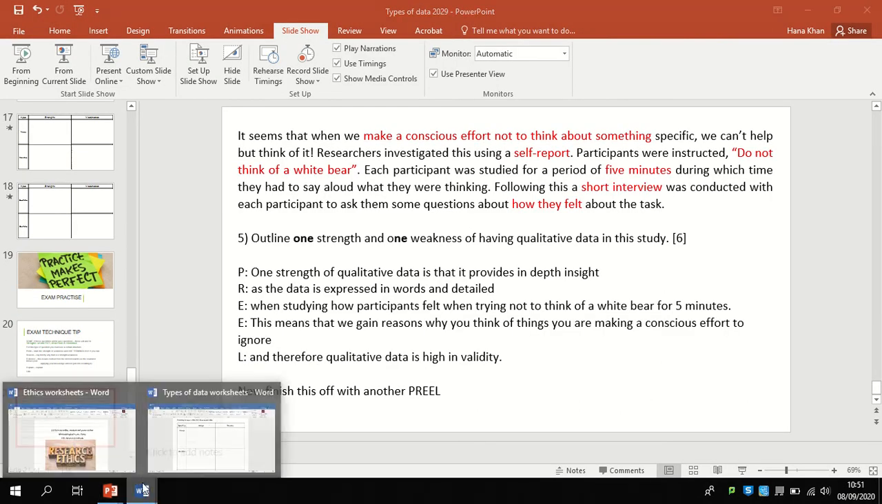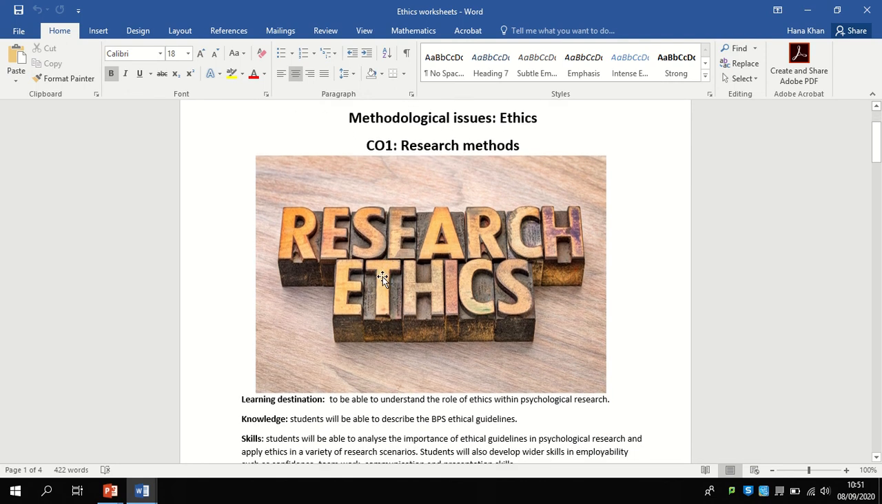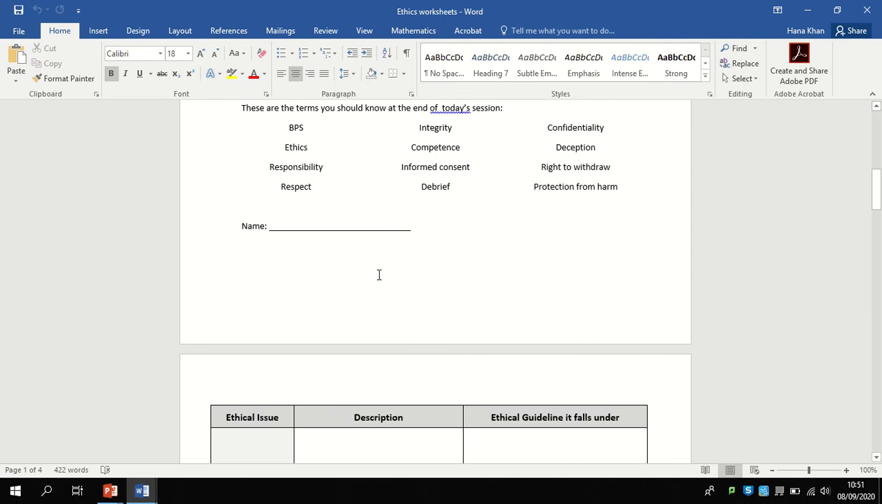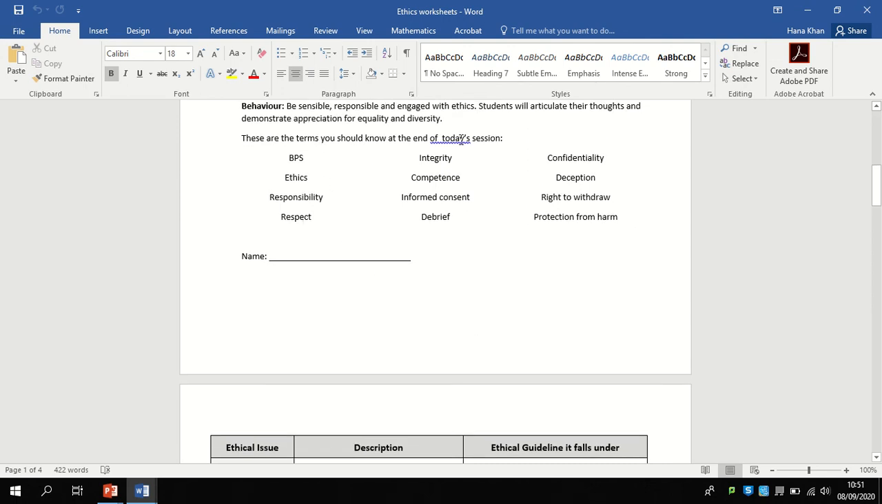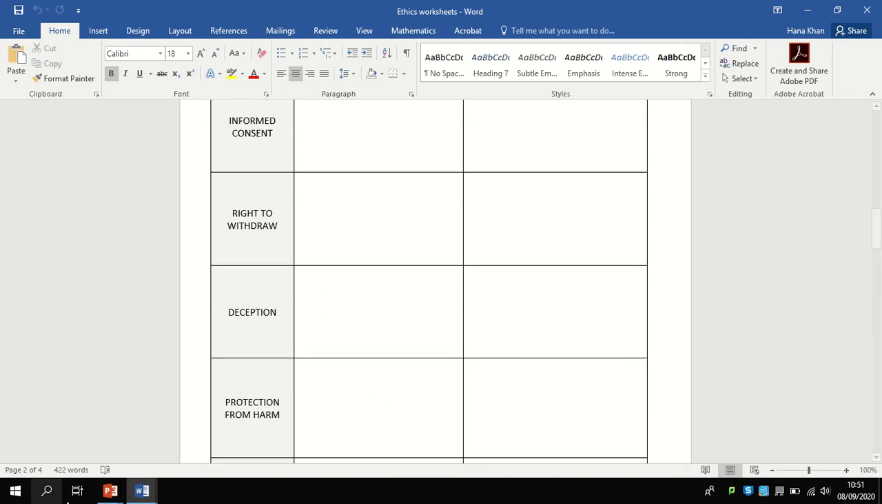Okay. So our next topic that you need to open up is the research ethics worksheet, and this is what it looks like. We're going to be going through ethics in psychology, and these are the terms that you should know by the end of today's session: BPS, ethics, responsibility, respect, debrief, informed consent, competence, integrity, confidentiality, deception, right to withdraw, and protection from harm. And there are a couple of activities for you to be filling in as we go through the PowerPoint. So if you could fill all of these in as we go through, that would be highly appreciated.